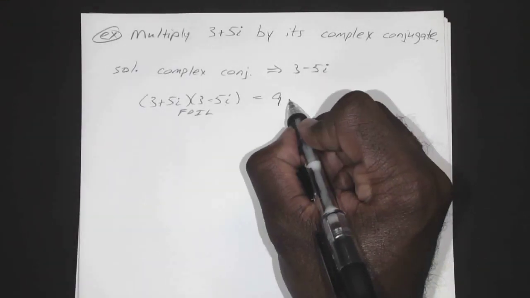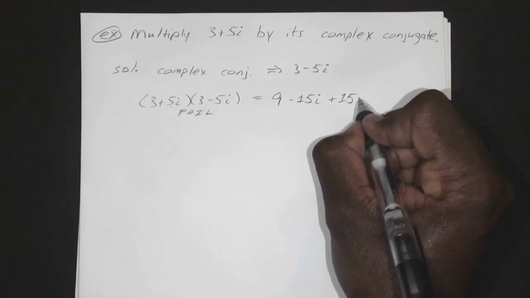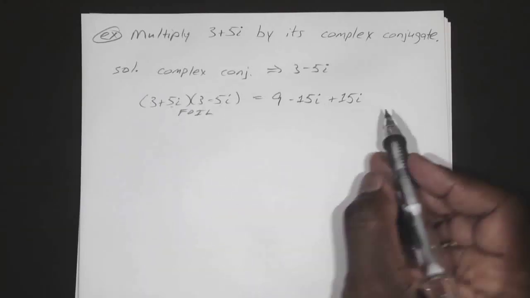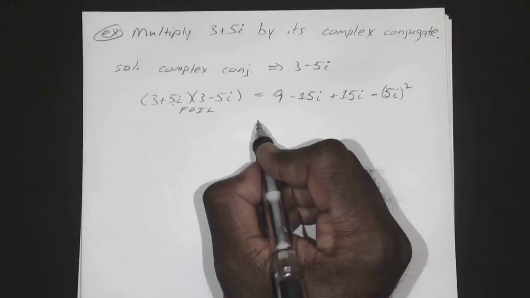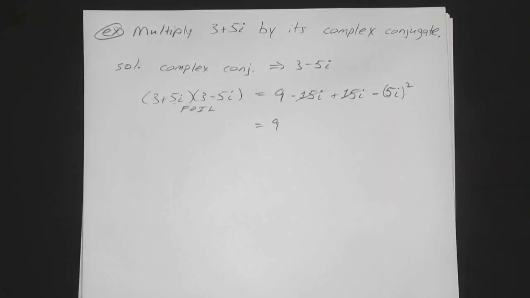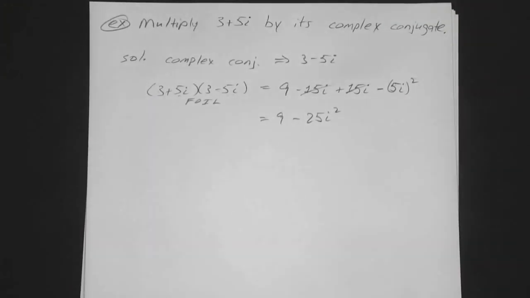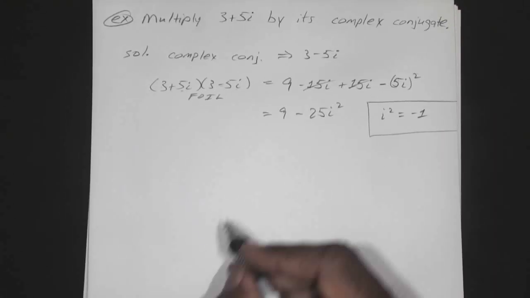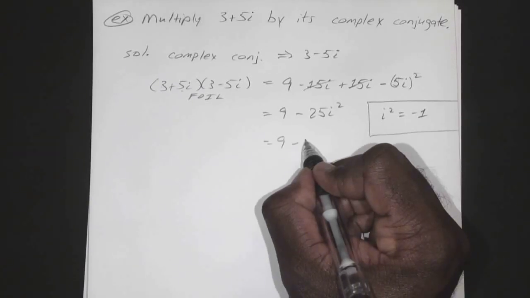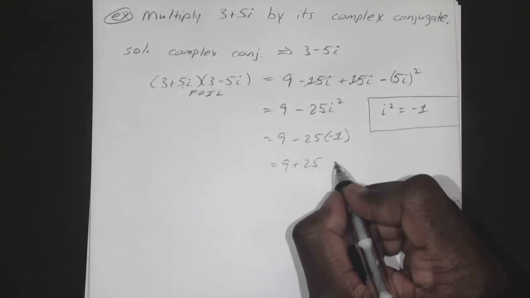we have 3 times 3, which is 9. We have 3 times negative 5i, which is negative 15i. We have 3 times positive 5i, which is plus 15i. And we have positive 5i and negative 5i, which is negative 5i squared. Okay, so we have our 9. Those two disappear. So we have minus 5 squared and i squared, so that would be 25i squared. You got to remember, i squared equals negative 1. That's 9 minus 25 times negative 1, which is 9 plus 25, which is 34.